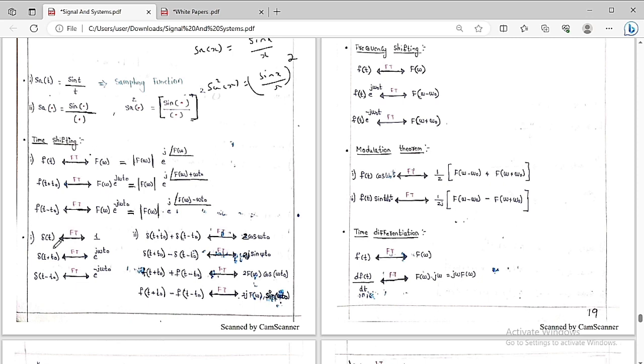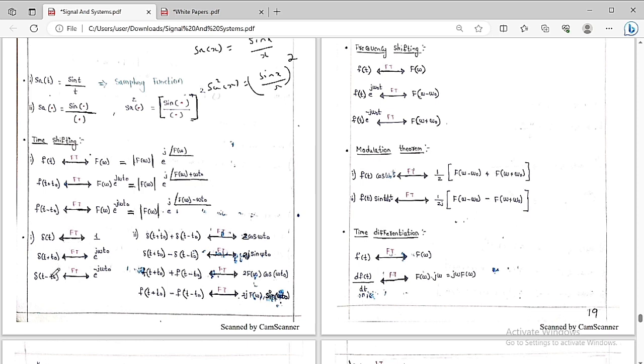Now, for delta of t, the Fourier transform is 1. For delta of t plus t naught, by using this property, F of omega is 1, so 1 into e to the power of j omega t naught, which is nothing but e to the power of j omega t naught. Delta of t minus t naught, use this formula, so 1 into e to the power of minus j omega t naught. So delta of t has a Fourier transform 1, delta of t plus t naught has a Fourier transform e to the power of j omega t naught, and delta of t minus t naught has a Fourier transform e to the power of minus j omega t naught, with the help of this formula.